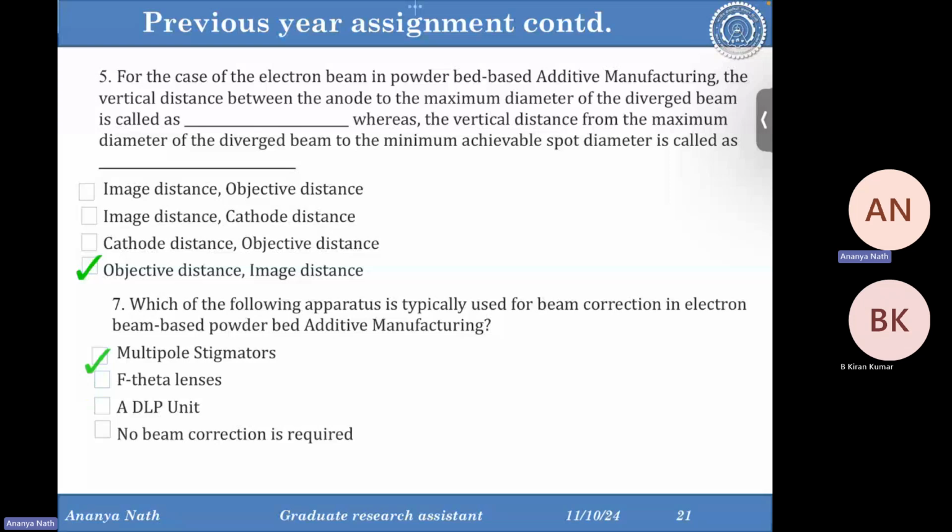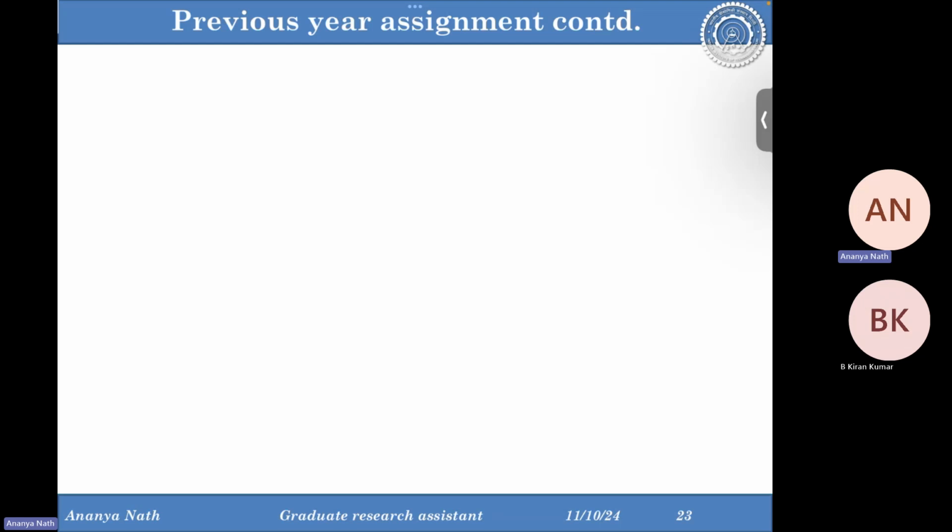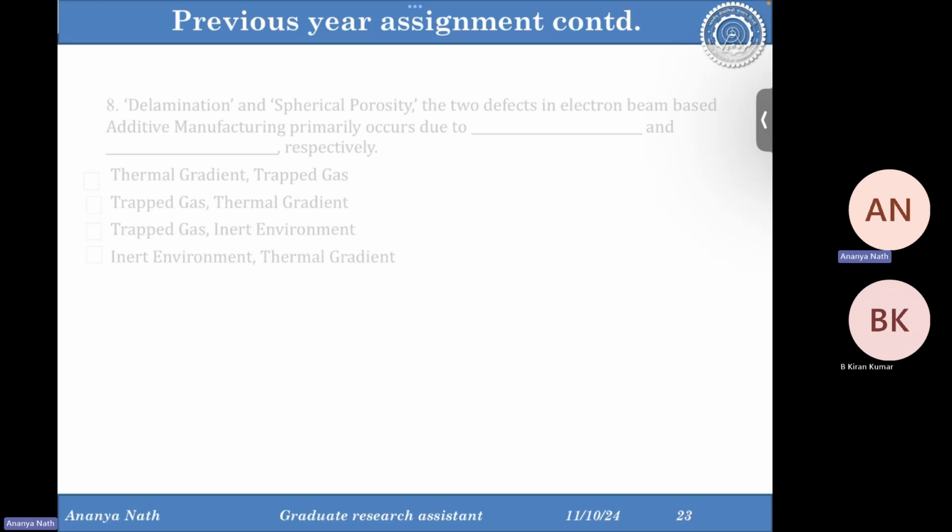Which of the following apparatus is typically used for beam correction in electron beam based powder bed additive manufacturing? It's the stigmator. So which of the following graphs is correct? It represents the relationship between the focal length and the magnetic field, so the last one. So these are a few equations and graphs you will see in the lecture while you watch the lecture.